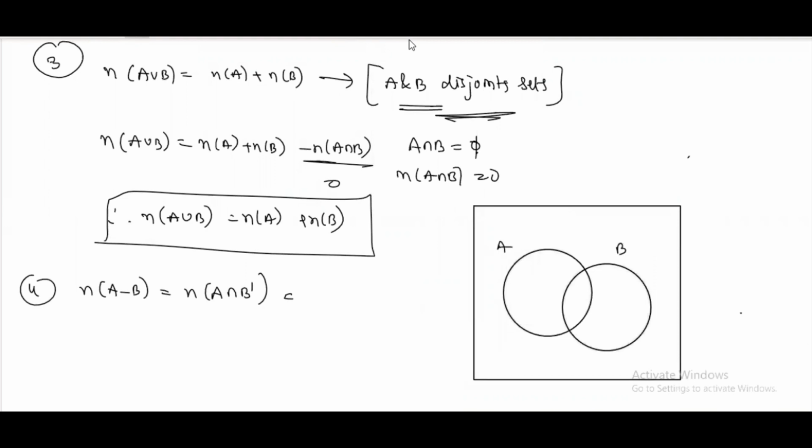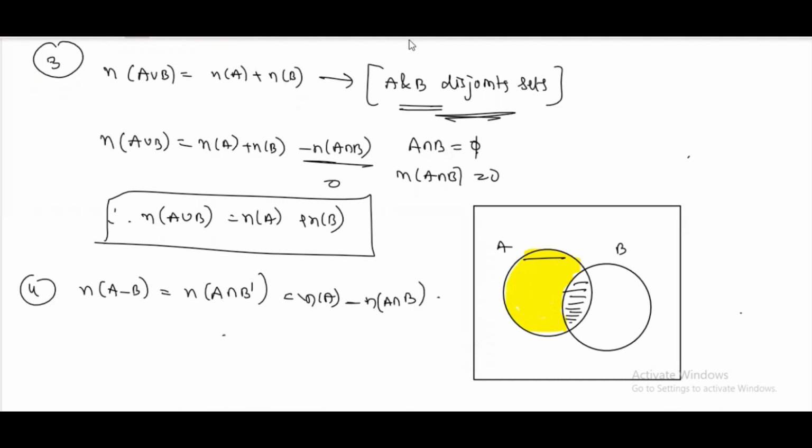Let's think. A minus B means this part only. This is the part which is A minus B, which we already saw when we were discussing the starting concept. How do we get A minus B from the total A, from n of A? If you remove this intersection part, you will get n of A minus B, which means n of A minus n of A intersection B.